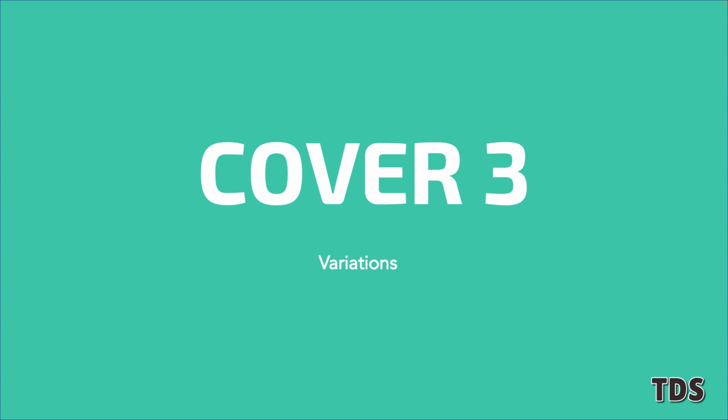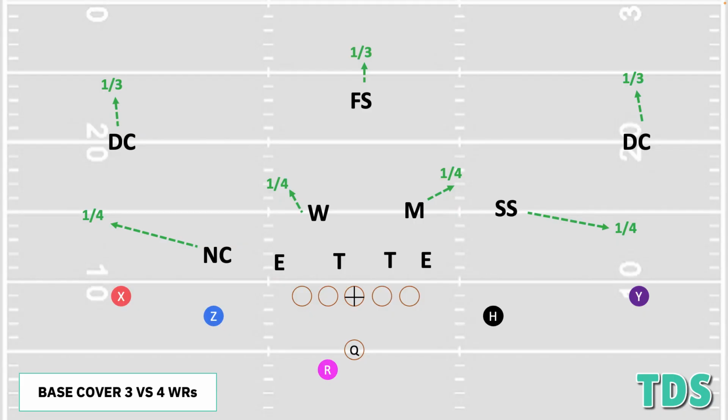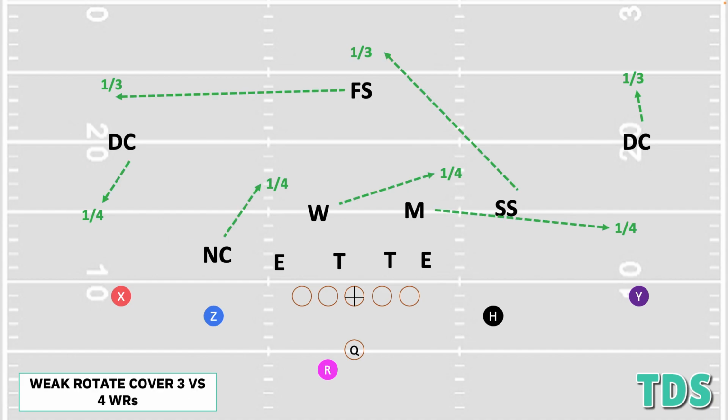So, we've talked about the base cover 3. Let's just remind ourselves of that. And we're going to show you some variations, because cover 3 is not a static look. So, even with this personnel package, you could run cover 3 tens of ways, right? In terms of adapting and rotating your coverage. Let's show an example of that.